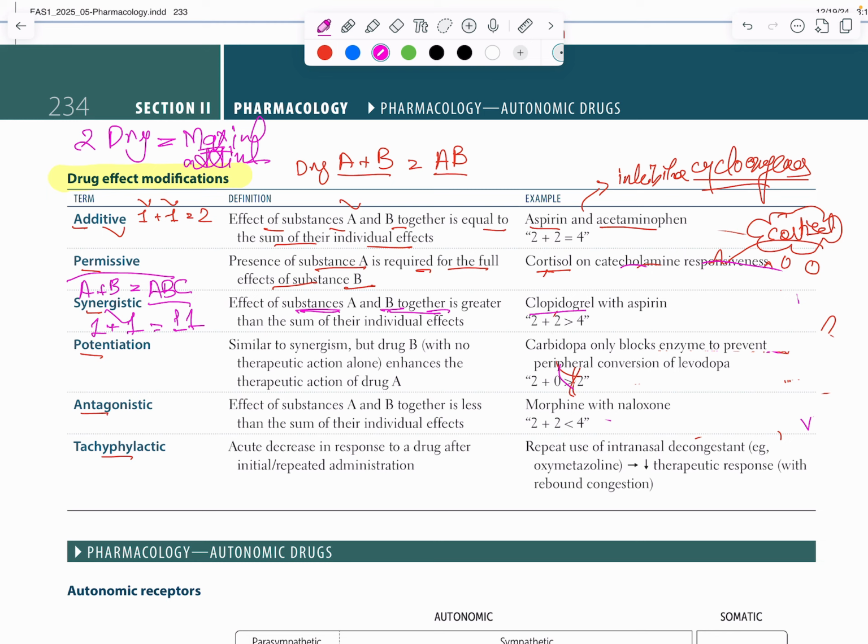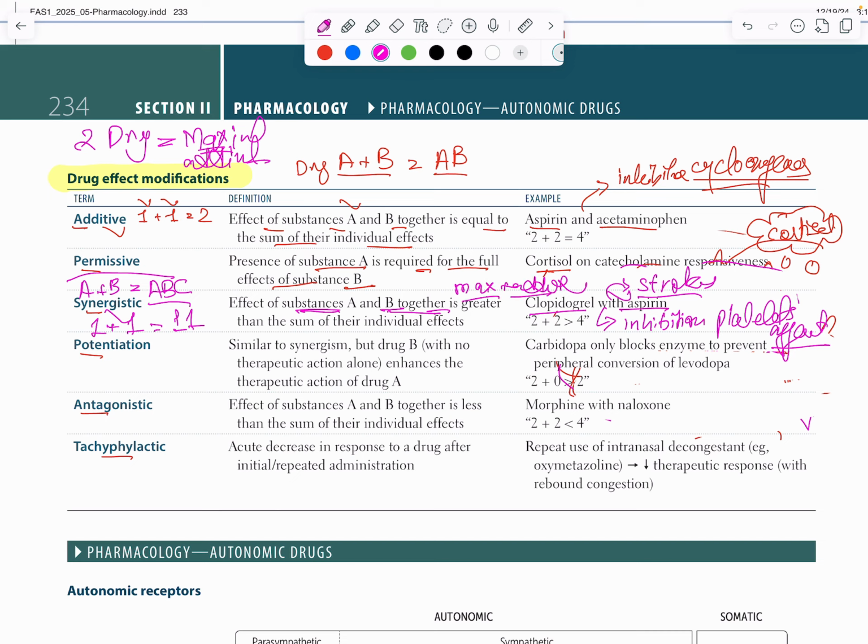For example, clopidogrel with aspirin. I will not talk about the mechanism, but aspirin is given for the inhibition of platelet aggregation, to prevent the formation of thrombus, and it is given for the prevention of stroke. When we give both drugs together, then it will give a maximum effect and an additional effect also.